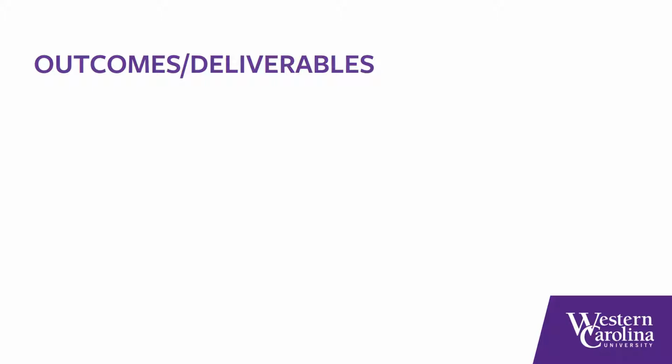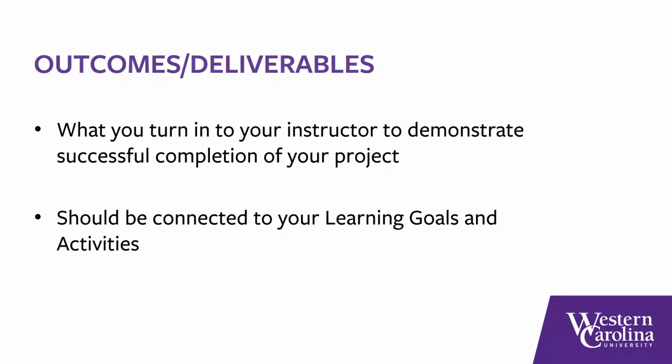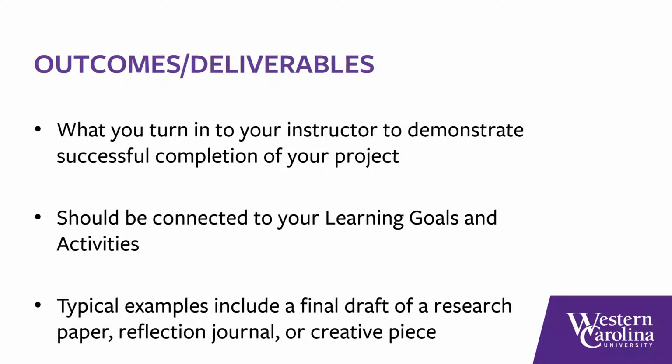Then we have outcomes and deliverables. This is what you will turn into your instructor to demonstrate the successful completion of your project. So if you're writing a research paper, that will be your deliverable. If you're giving a presentation, that will be your deliverable. If you are writing some kind of reflection journal on time you spent volunteering for a local organization, that is what's going to be your deliverable. It should definitely be connected to your learning goals and activities. Typical examples include a final draft of a research paper, reflection journal, or a creative piece of some sort.